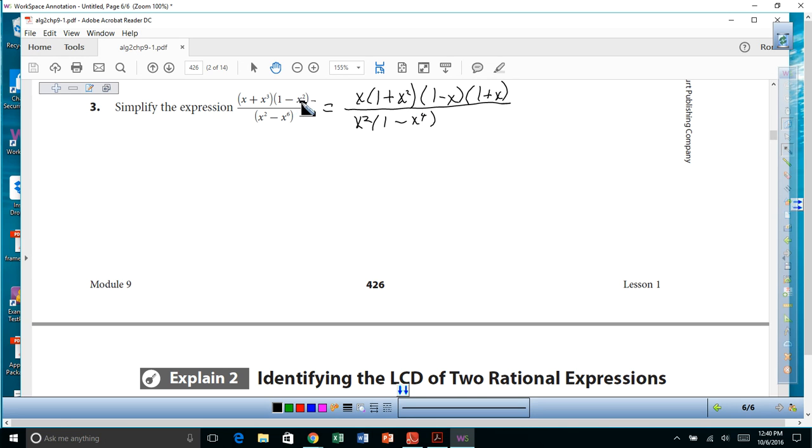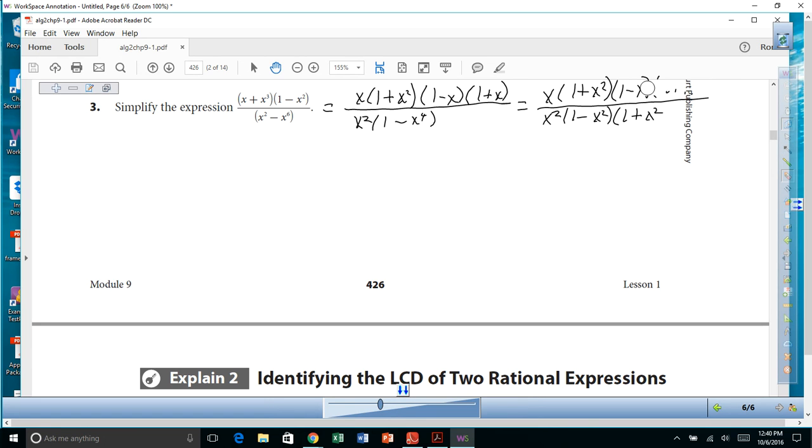I factored, okay. And then you have x times 1 plus x squared times 1 minus x times 1 plus x, all over x squared times 1 minus x squared times 1 plus x squared. Ooh, I factored that and I didn't have to. So let's fix that. And then 1 minus x squared.